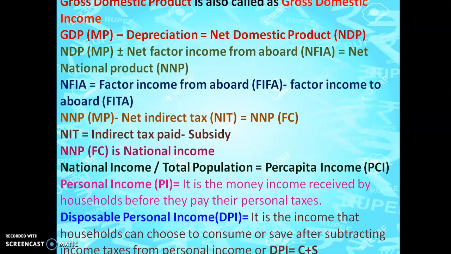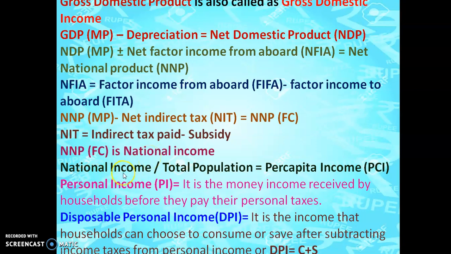So it can be certain benefits which are being given. If you deduct that from the indirect taxes paid, GST and everything, you are going to remove this subsidy which is being given. You are going to get what? NNP at factor cost. Now NNP at factor cost is the national income. NNP at factor cost is also called national income.